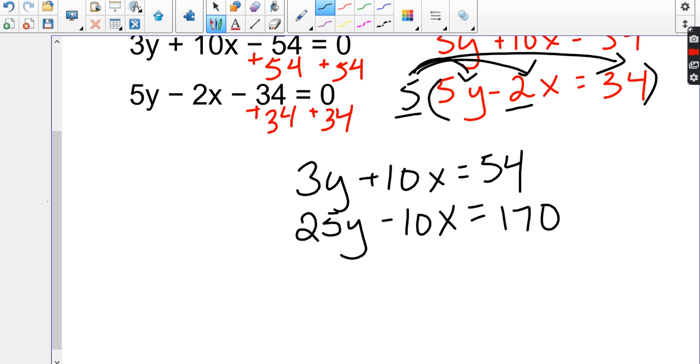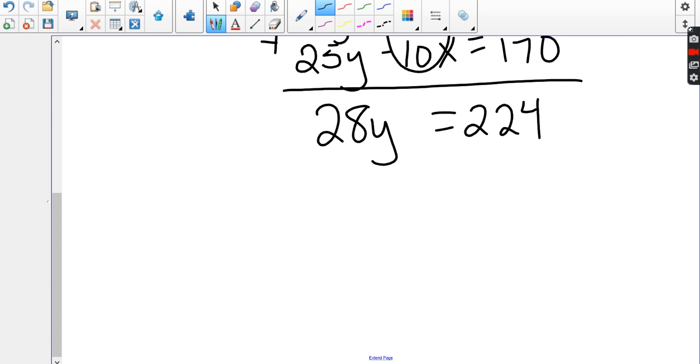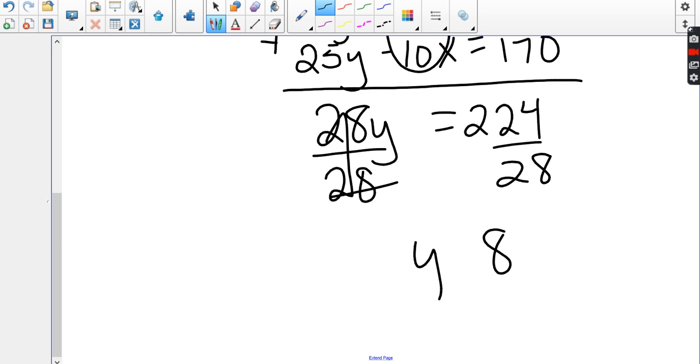Okay, so now I need to combine these two equations, okay? 3y and 25y is 28y. I have positive 10x and negative 10x. That's my 0 pair. That's the part that cancels out. I have 170 plus 54, and that is 224. Okay, so now I just have a one-step equation and I need to solve for y. I'll divide by 28 on each side, and 224 divided by 28 is 8. So I get y is equal to 8.